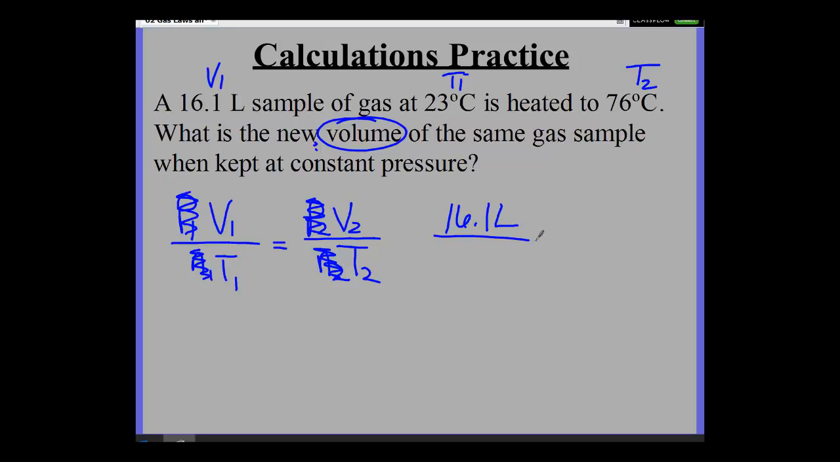divided by T1, which is 23 degrees Celsius. But if you go back and read what you just wrote on the last slide, it says temperature must be in Kelvin. So anytime you plug a number in for T, it has to be in Kelvin. So we change Celsius to Kelvin by adding 273. So that's 296. That's the number we actually use in our calculation.